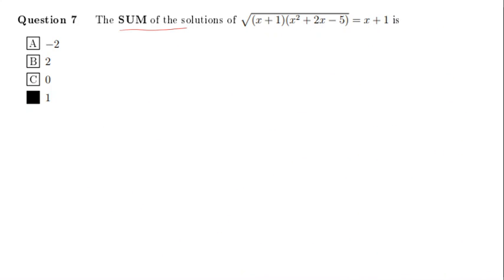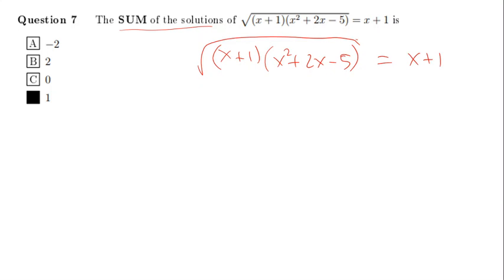Now let's look at this question. Find the sum of the solutions. Here is x plus 1 times x squared plus 2x minus 5. This, we take the square root. Here is x plus 1. The best way is to take the square of both sides. And when you take the square of both sides, you will get this one.